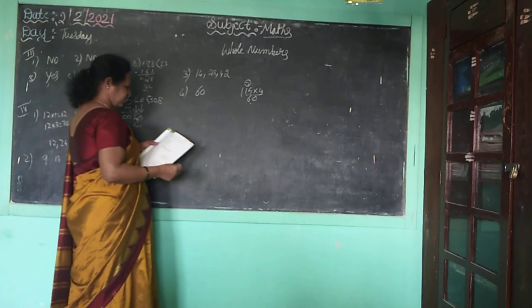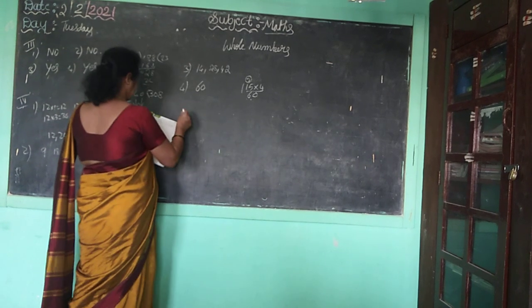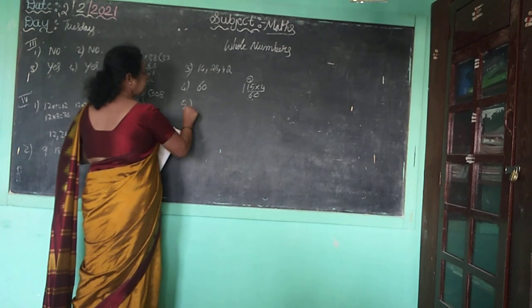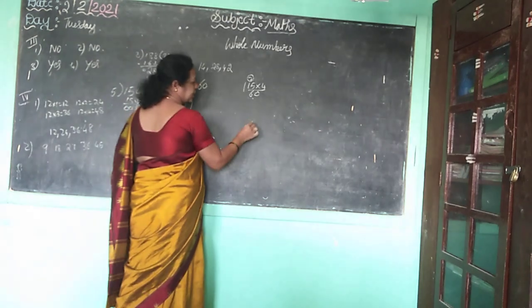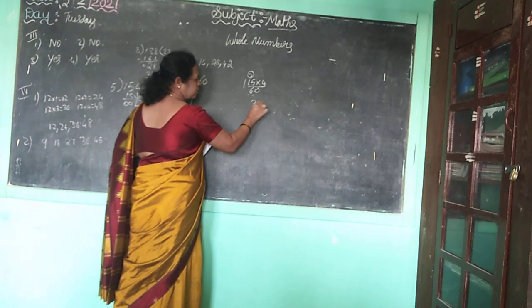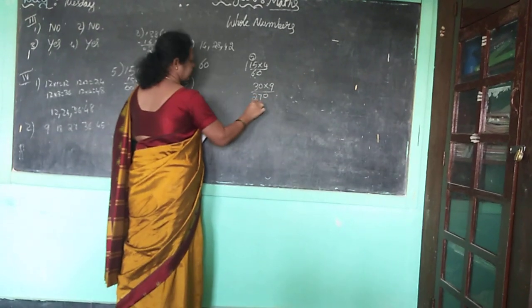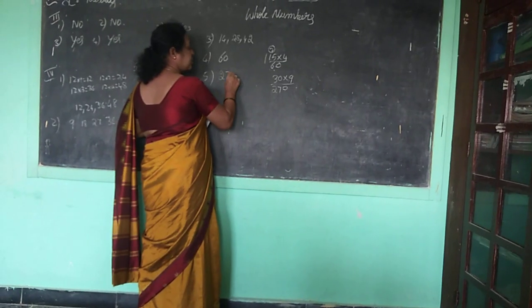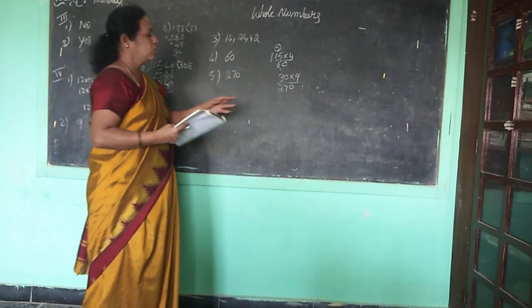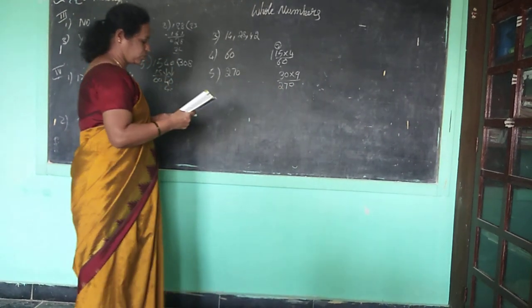60. Next, write the ninth multiple of 30. So you know that 30 into 9. So 9 zeros are 0, 9 threes are 27. 270. Ninth multiple of 30 is 270. Okay. Next.